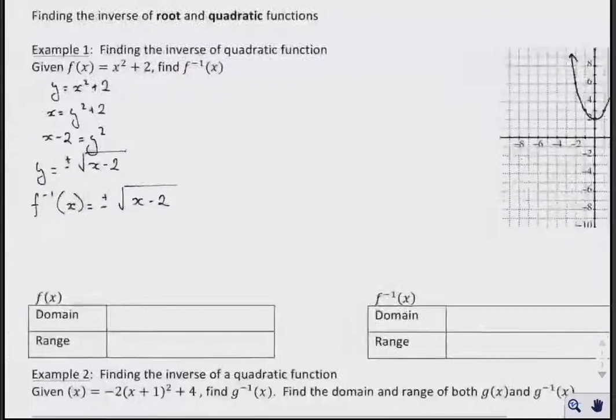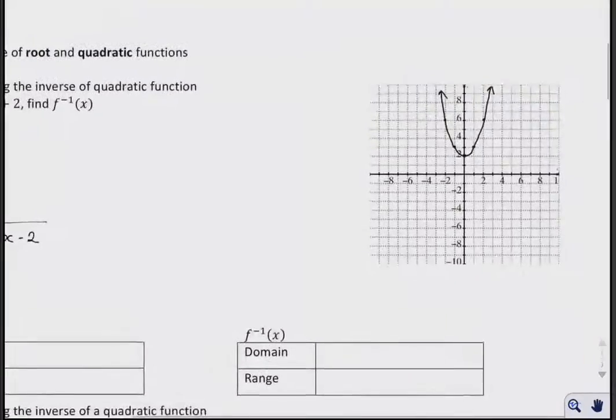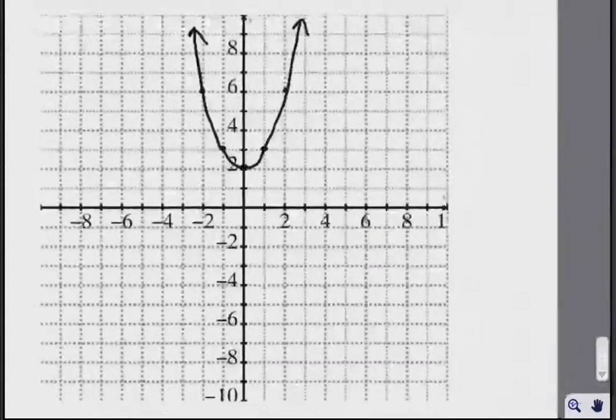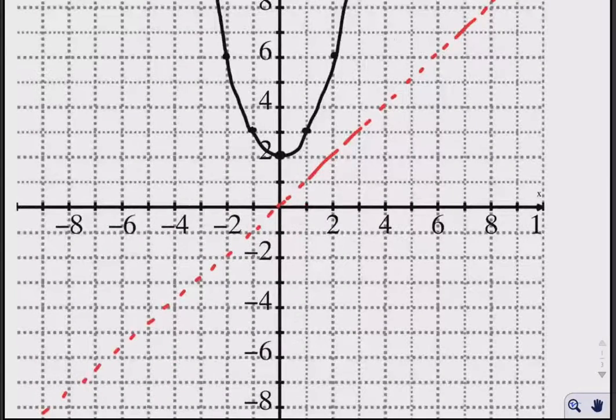Well, I can either choose to graph the equation I have here, or if I want to do it the quick way, I go to my grid, I draw my line, and I reflect it. So the point 0, 2 becomes 2, 0. I get a point here, here, here, and here. And there is my inverse.